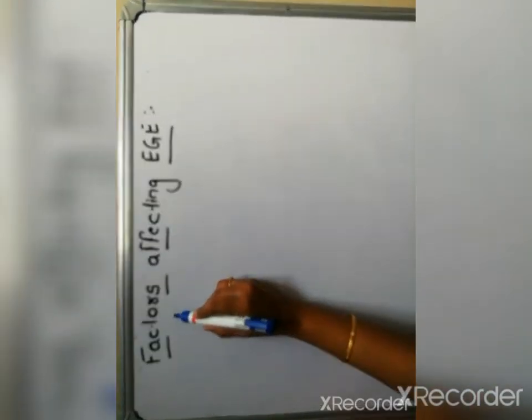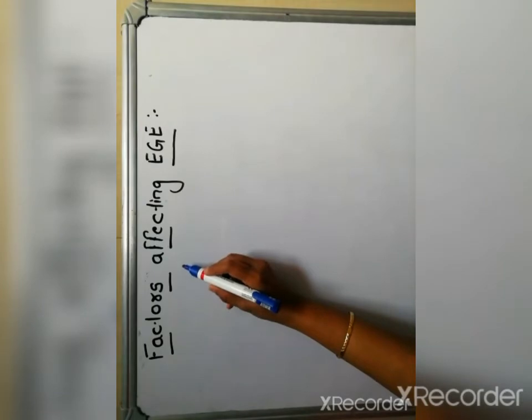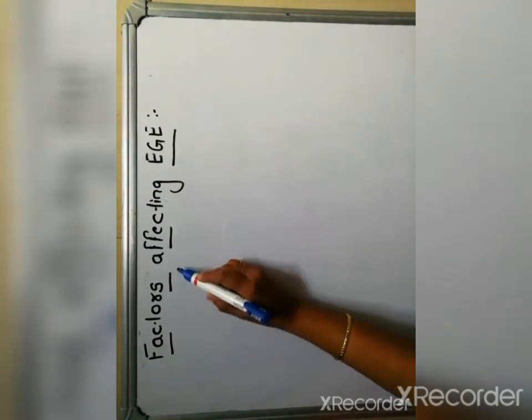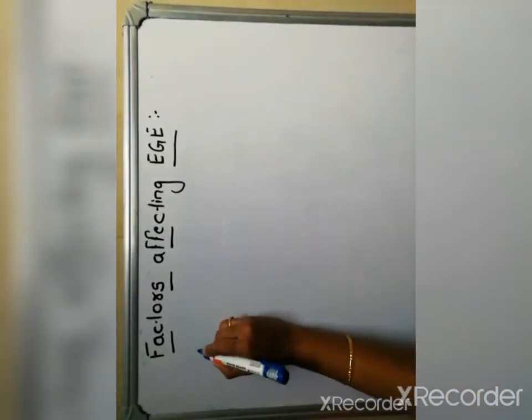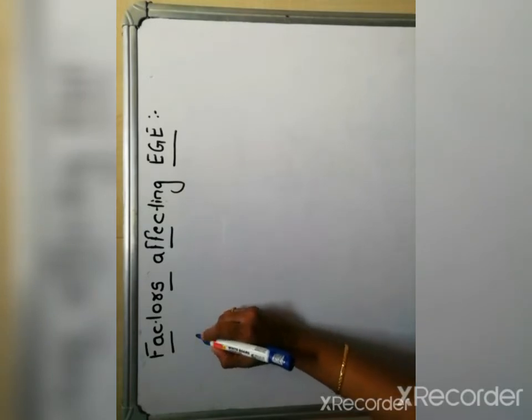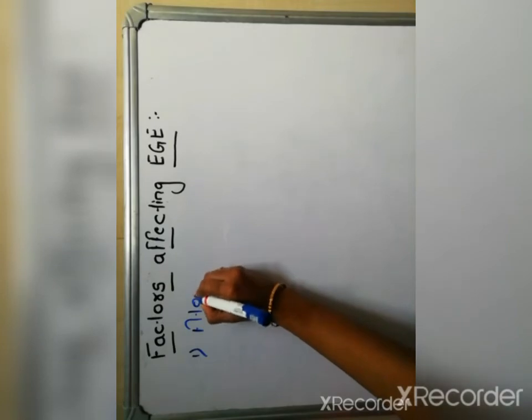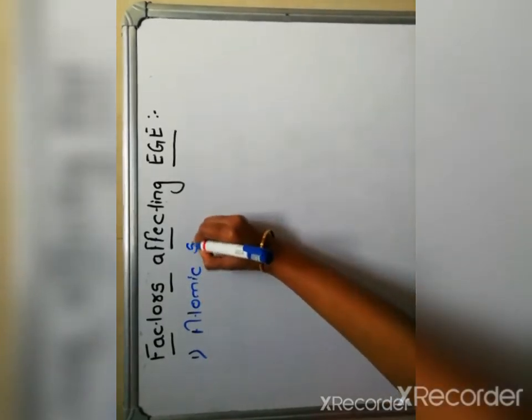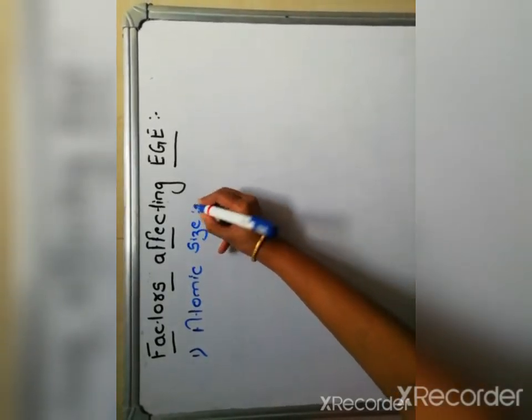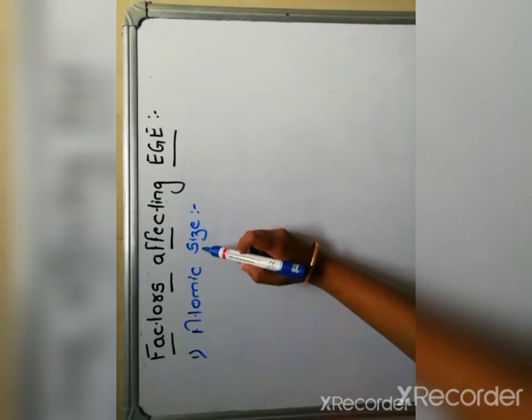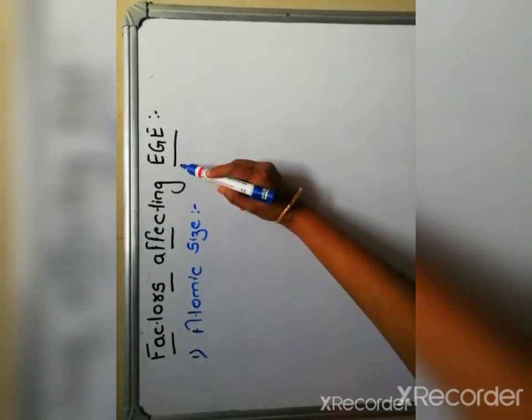So now the factors which affect the electron gain enthalpy. Which are the factors that affect the electron gain enthalpy? The first one is atomic size. How it will affect the electron gain enthalpy, that we know.